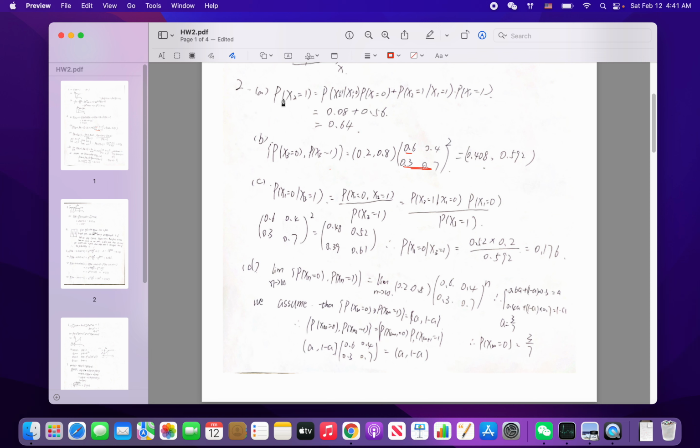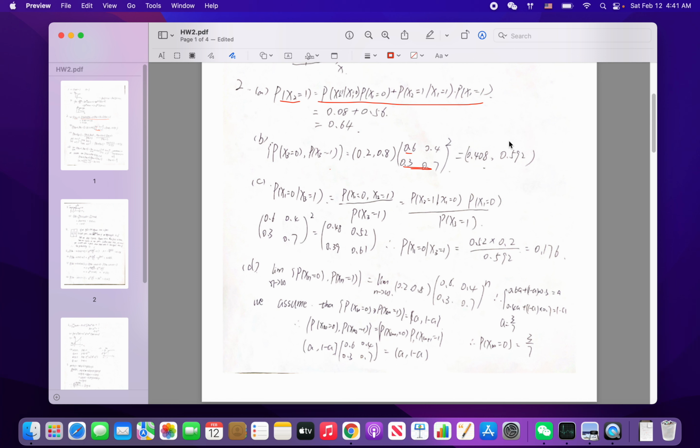This is problem 2. So the first question is we need to find the probability that x2 equals 1. And we can rewrite this as this. We have two cases. The first case is x1 is 0 and we finally get 1. And x1 is 1, finally we get 1.